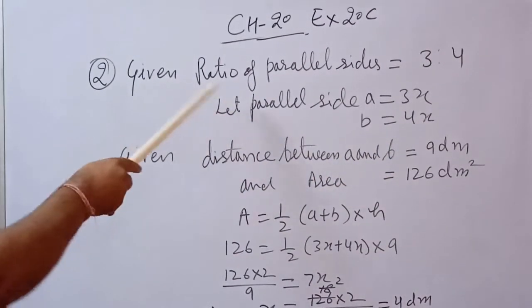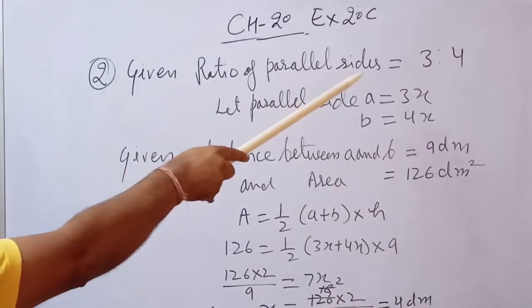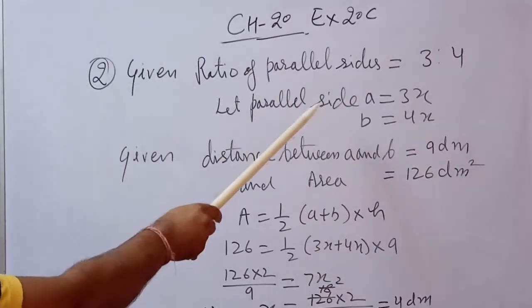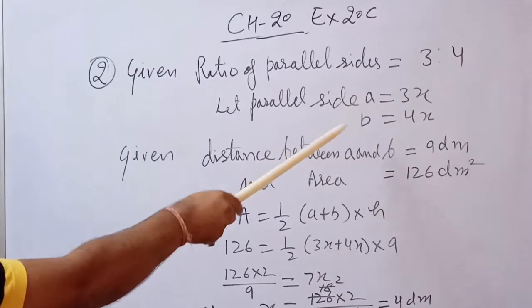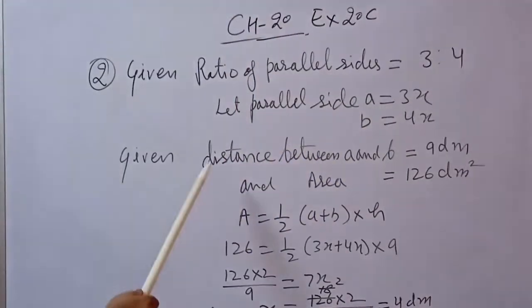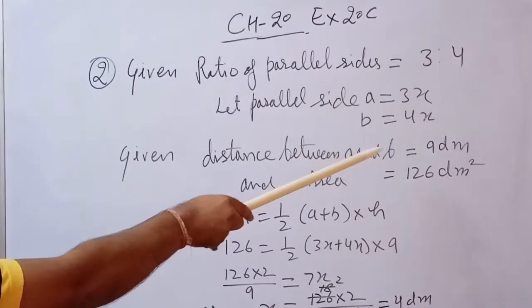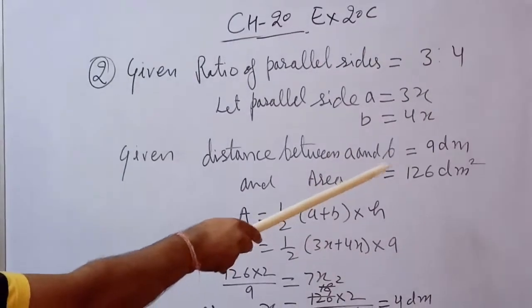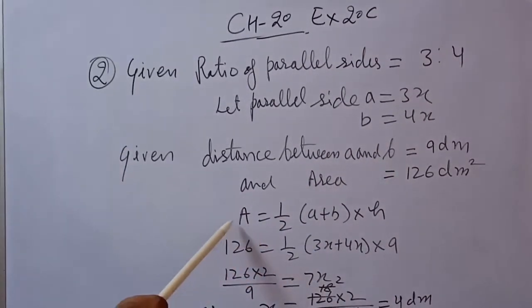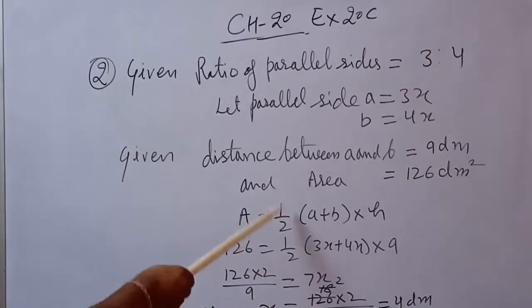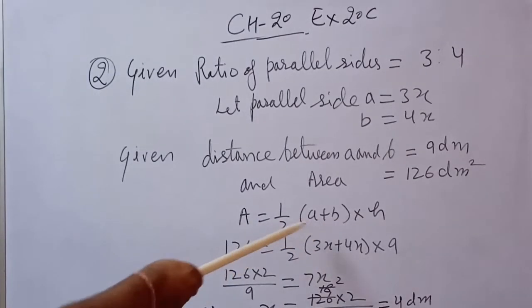So what we have given: the ratio of the parallel sides is 3:4. Let the parallel side A equal 3x and B equal 4x. The distance between them, between A and B, is 9 dm. The area is 126 dm square. So we have area equal to 1/2 (A plus B) into H, the area of a trapezium.